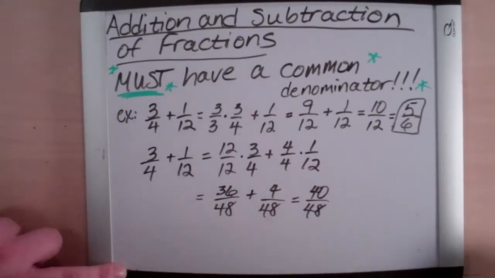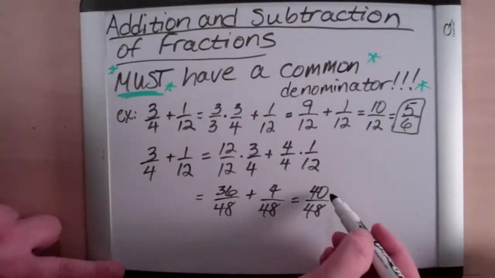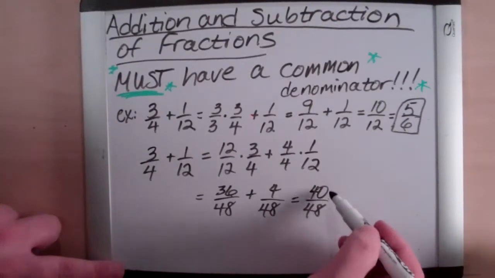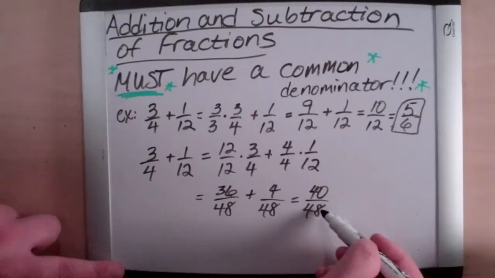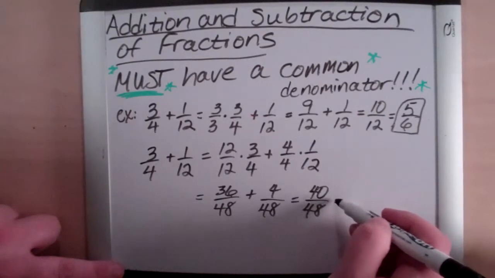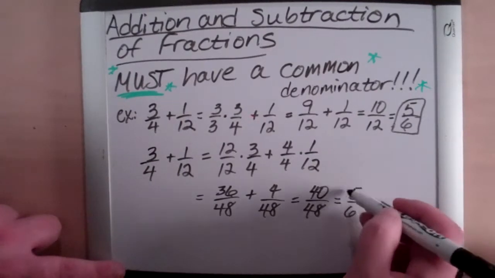And so I have to look at this for a minute and say, well, I can factor out, let's say, I could definitely take out a 2 because both of them are even. I could take out a 4. Let's see how far we can go. Can I take an 8 out of both? I think I can. So I end up with 5 over 6.